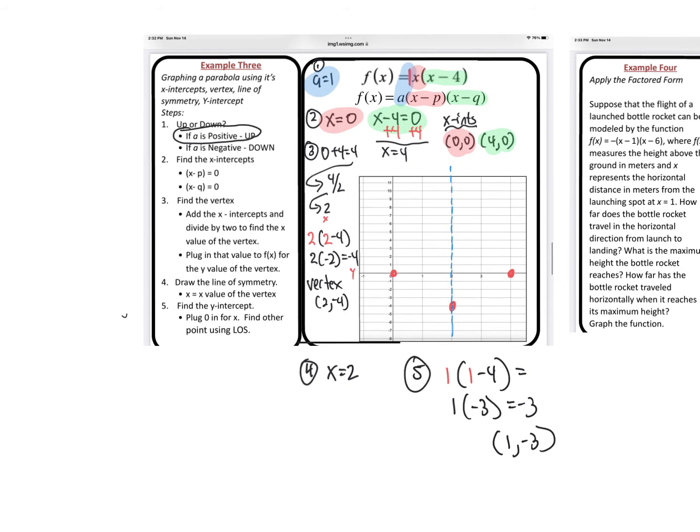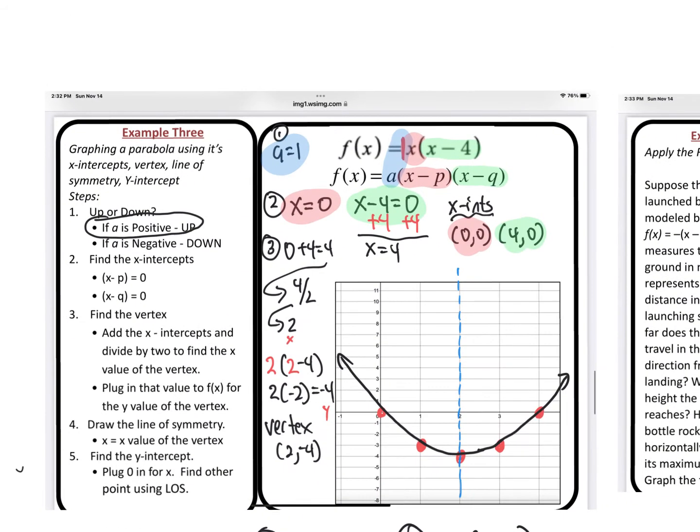And I plot it like this, and reflect it over here. And now I have my parabola. Kind of doing a smooth curve through there like that. Okay. And so there we go. That's how we would do something that is in a kind of non-traditional or non-standard factored form right here, where some of the x's are left off.